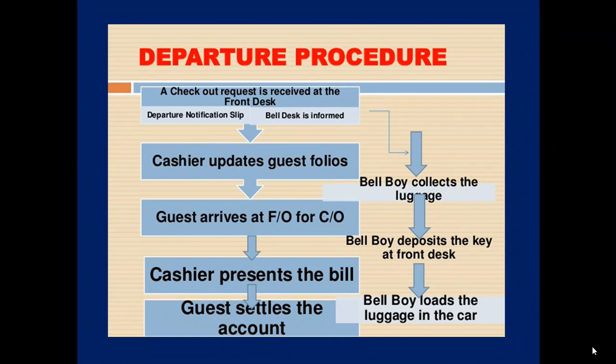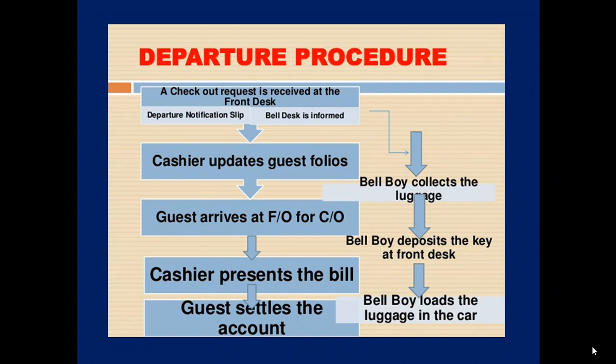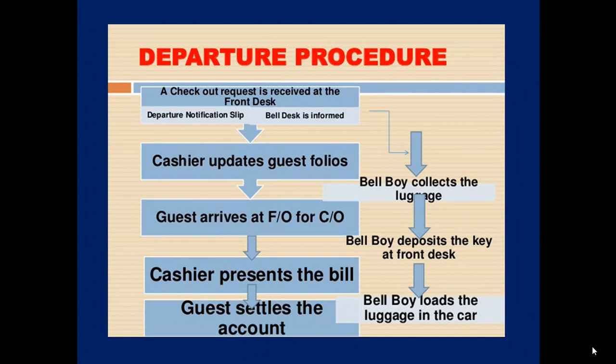Second is cashier updates guest folio. Before moving towards cashier updates, you can see there are three arrows which show that the moment the bell desk is informed, the bellboy goes and collects the luggage. Then the bellboy deposits the key at the front desk, and then the bellboy loads the luggage in the car. So this step should be followed by the bell desk department.